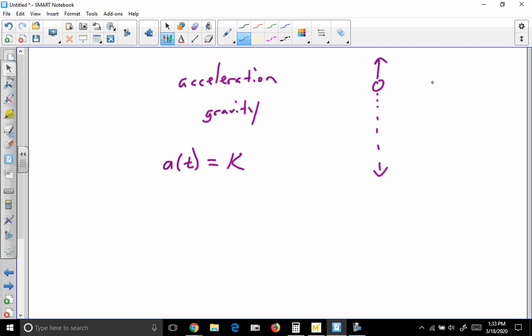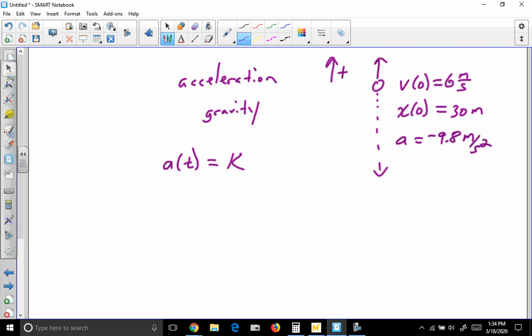So let's make up an example. Let's suppose that our velocity when we start is 6 meters per second, and it's going up, and let's consider up to be positive. And our initial position is 30 meters. Now, acceleration of gravity is negative 9.8 meters per second squared. And for the most part, that's constant.